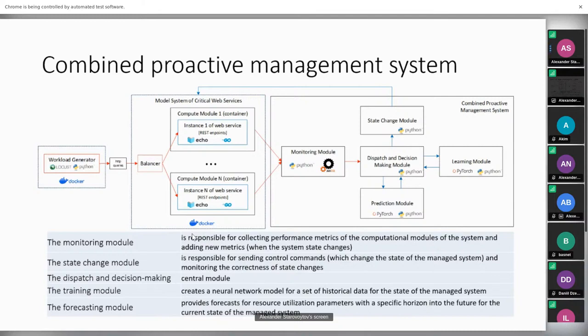The training model creates a neural network model from a set of historical data for a state of the management system. The forecasting model, or prediction model, provides a forecast for resource utilization parameters with a specific horizon in the future for the current state of the management system. The dispatch and decision model is central. It, along with the other models, is implemented in the high-level language Python. I will tell more details about the operation on the slide with the algorithm description.